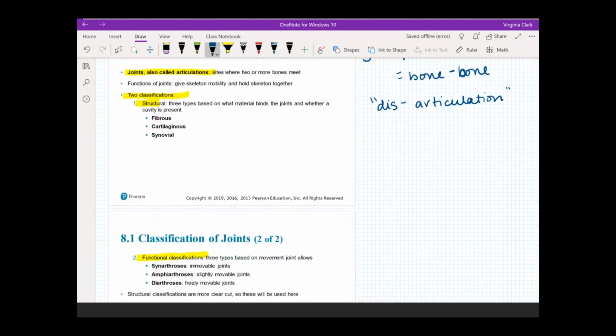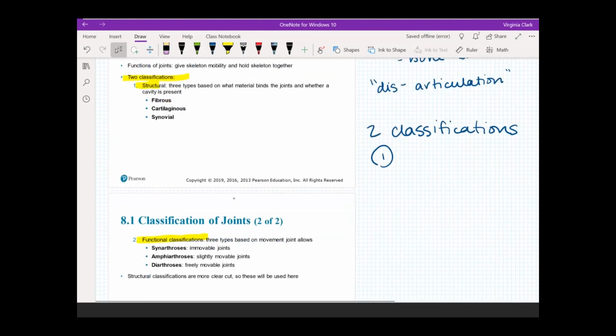As we start, let's review the structural classifications of our joints. When we're talking about the structural classification, we're talking about what the joint is actually made up of. How is the joint formed? What's the structure of it? This is based on what binds the bones together and how the joint is actually formed.